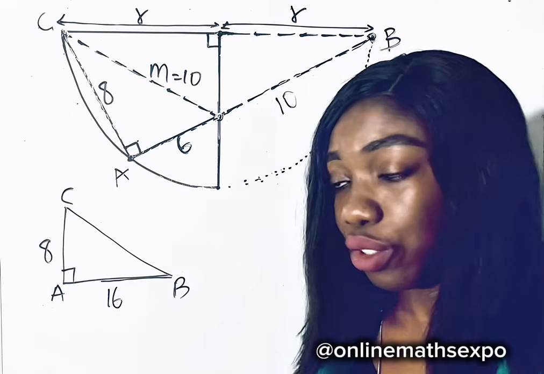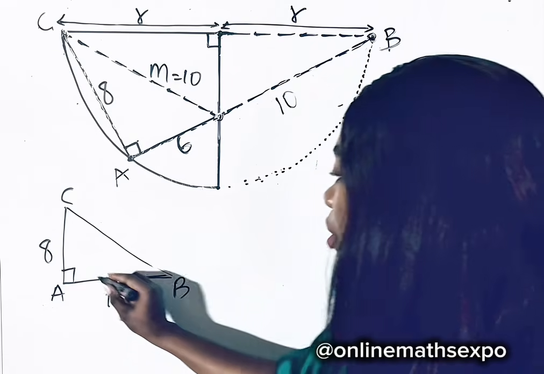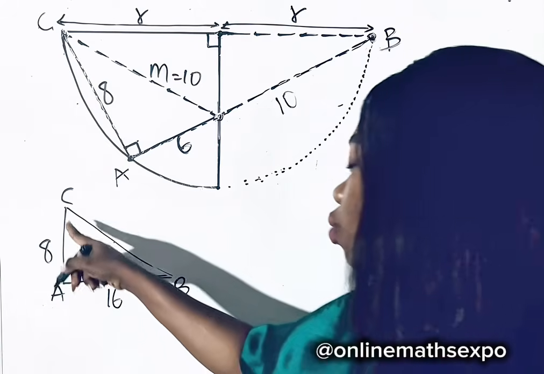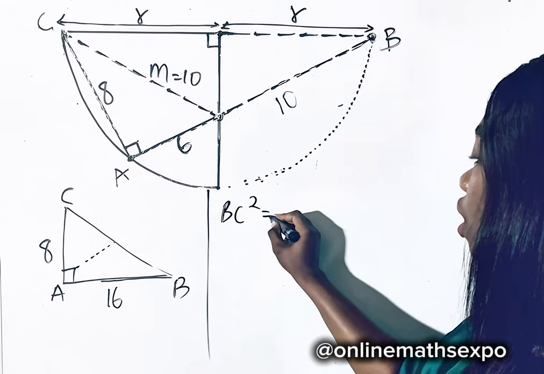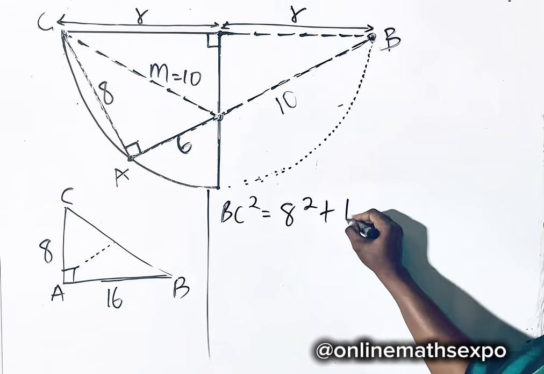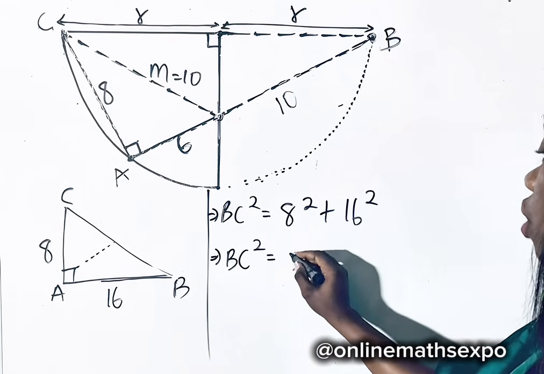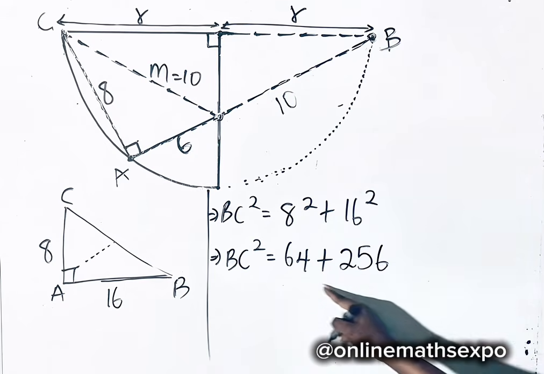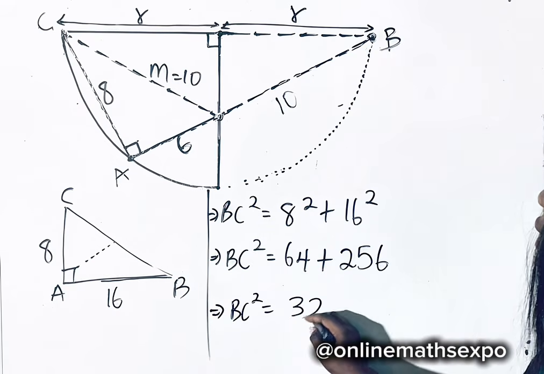This is still your right triangle. So we are going to still use our Pythagorean theorem because we want to find this length. Now using Pythagorean, remember that this side is the longest because it's opposite to the right angle. So it's going to give us BC squared is equal to the square of the two legs summed. So you have 8 squared plus 16 squared. Let's work this out. 8 squared will give us 64. 16 squared gives us 256. Add these two, it gives us BC squared is equal to 320.